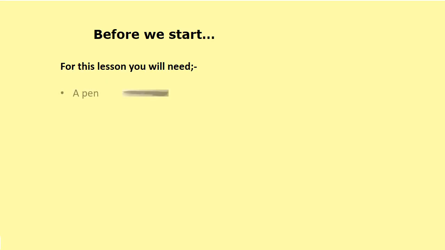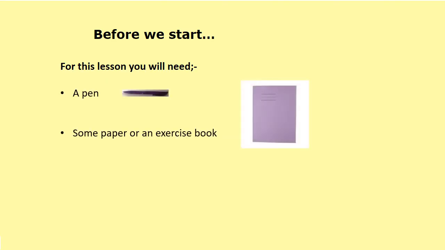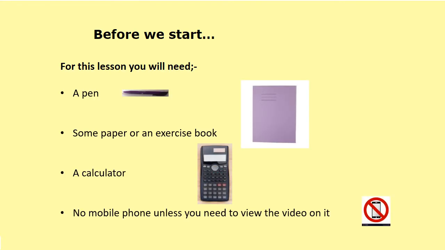Before we start then, you're going to need a pen, paper or an exercise book. If you have got any graph paper, it'll be useful. If not, don't worry about it. You'll need a calculator, and unless you're needing to watch this video on your mobile phone, get it out of the way, or get it on silent at least. Try and avoid all the distractions that you can.